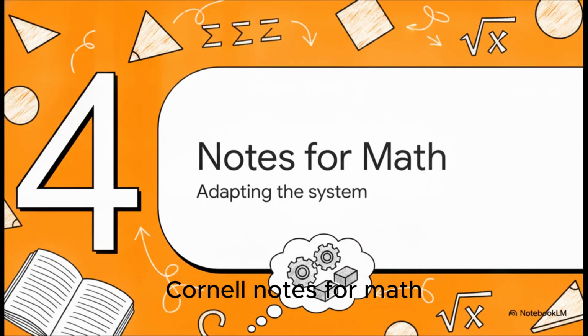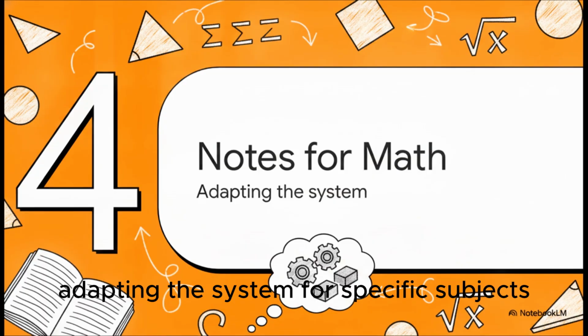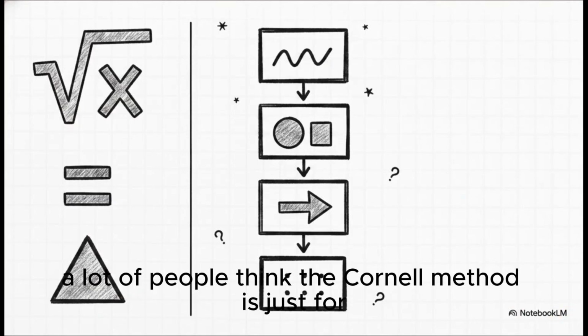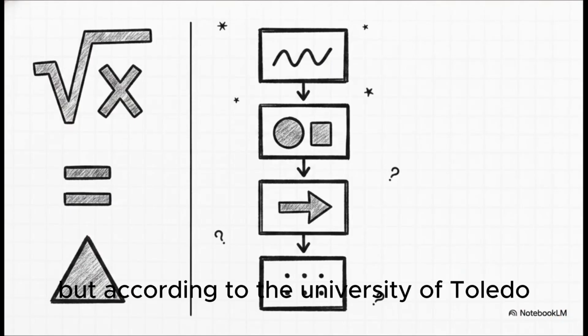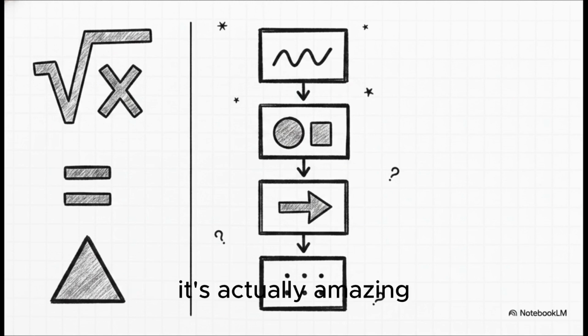On to Section 4, Cornell Notes for Math, adapting the system for specific subjects. A lot of people think the Cornell method is just for, say, history or lit, but according to the University of Toledo Center for Success Coaching, it's actually amazing for highly structured subjects like math. You just tweak the layout a bit.